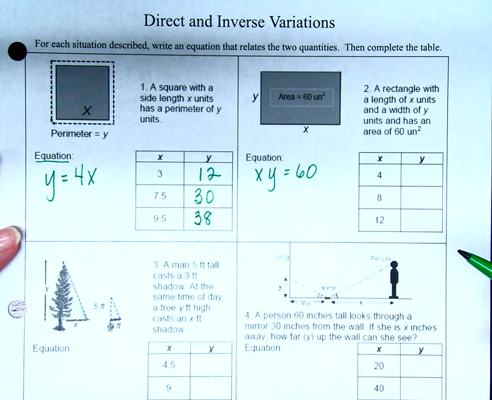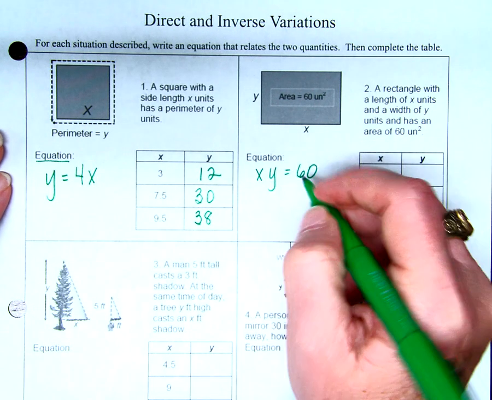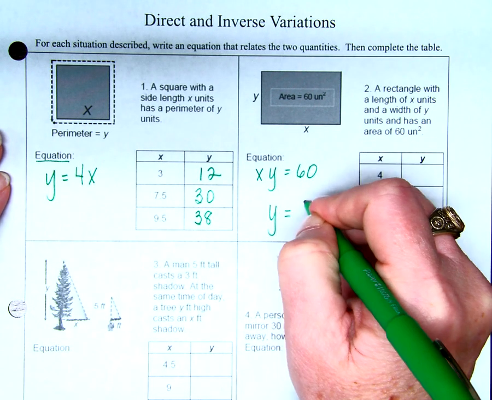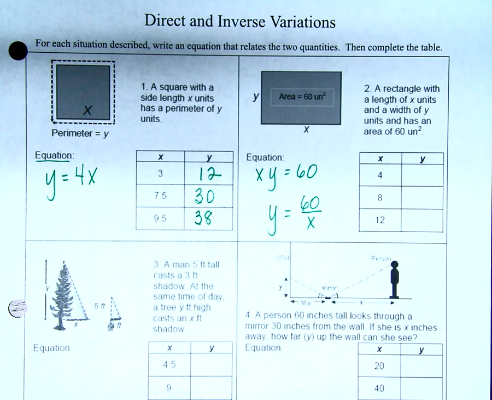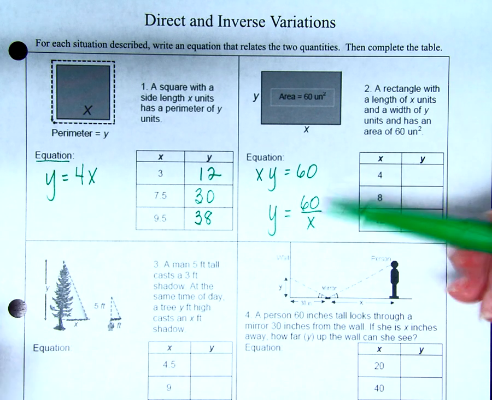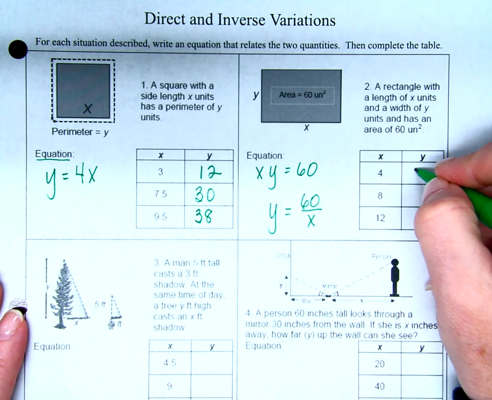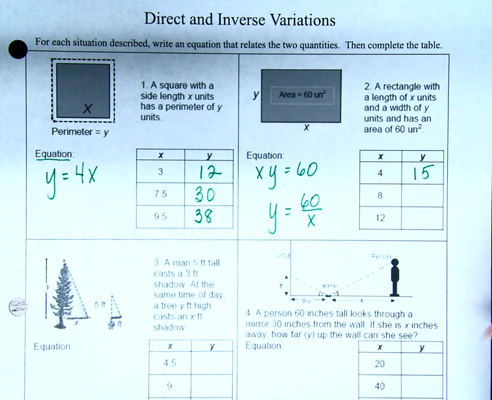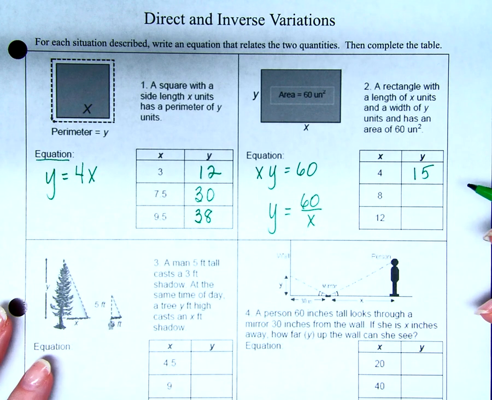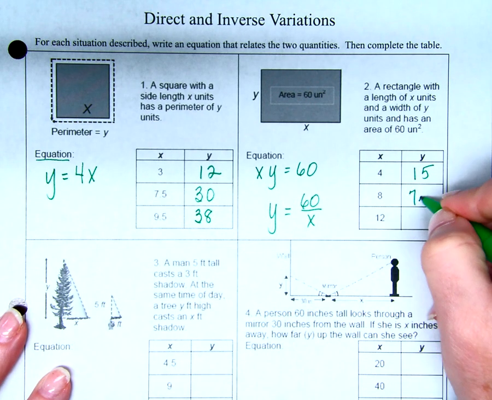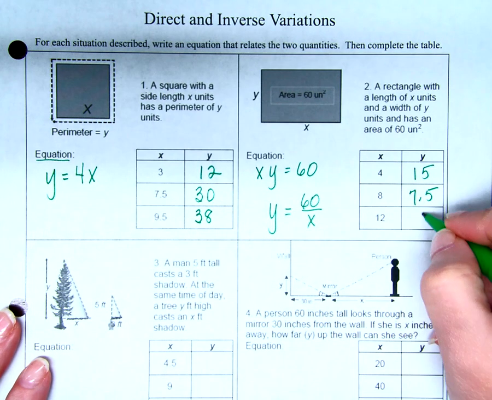Divide by x. Why am I dividing by x? Because I'm multiplying it right now, right? So if I divide both sides by x, what do I get? 60 over x. Good. Now we need to fill in the table, right? If y equals 60 over x and x equals 4, what is y? If y equals 60 over x and x equals 8, what's y? 7.5. If y equals 60 over x and x equals 12, y is 5. Good.